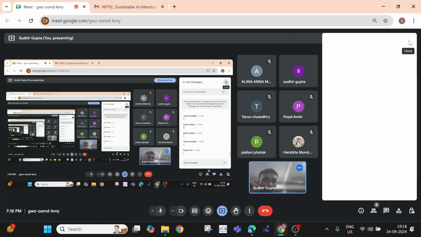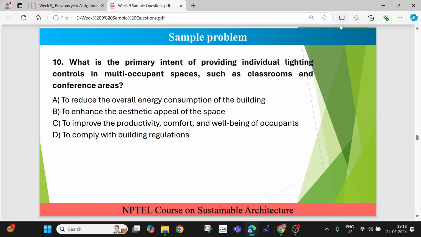Okay, so most of you are preferring option C for this particular question, question number 10, and C is the right answer. This is primarily done in order to improve the productivity, comfort level, or well-being of the occupants. The primary intent of individual lighting control is to allow the occupants to adjust the lighting according to their specific needs and preferences, and this personalization is aimed at enhancing productivity, as stated in option C, and comfort, making it easier for individuals to focus on tasks effectively while reducing energy consumption.